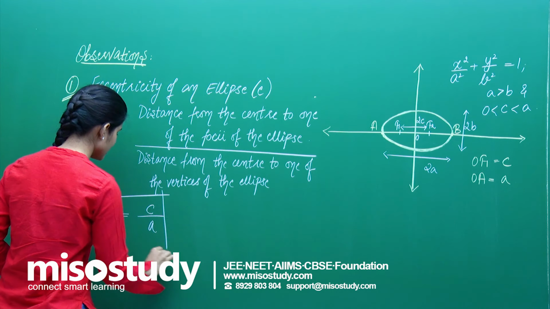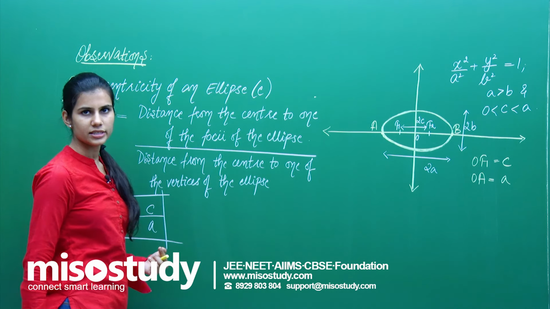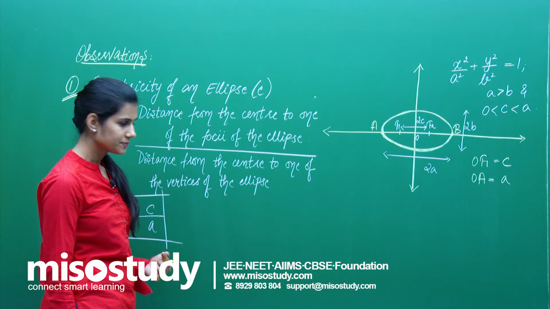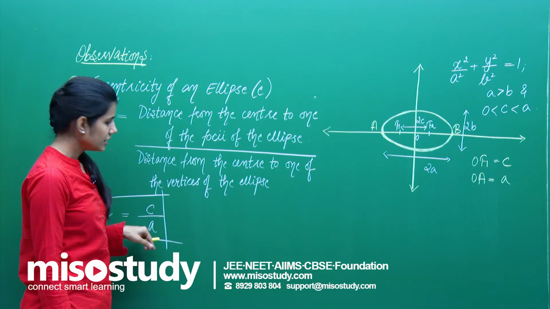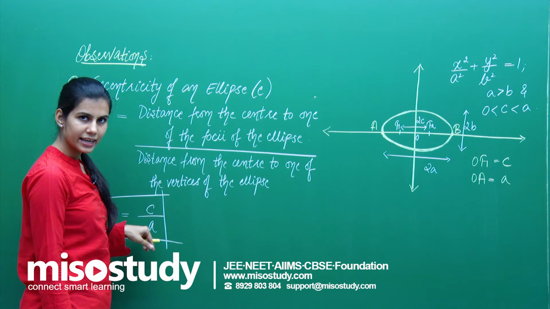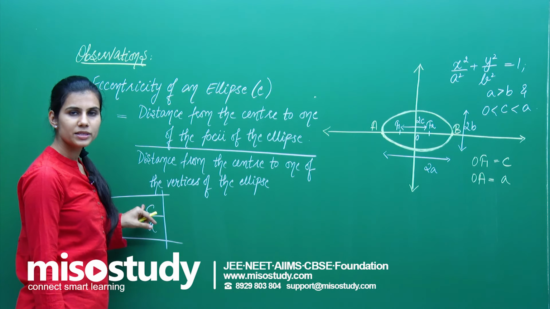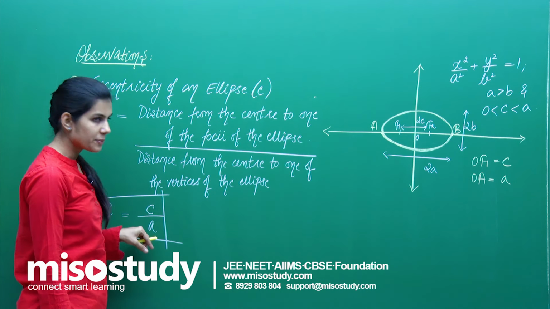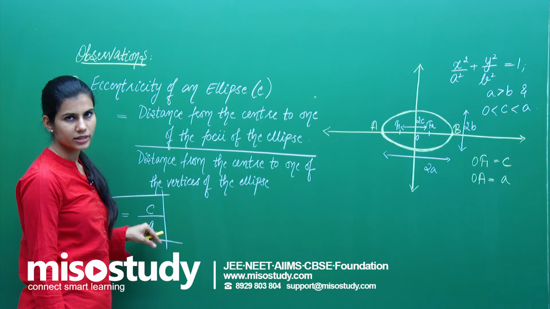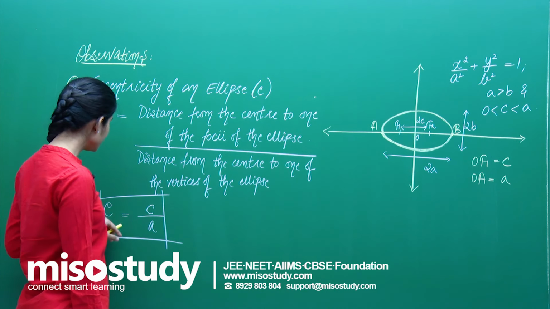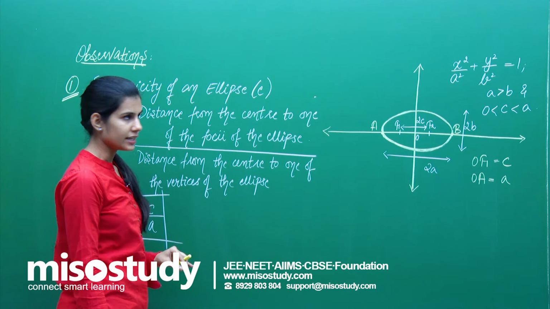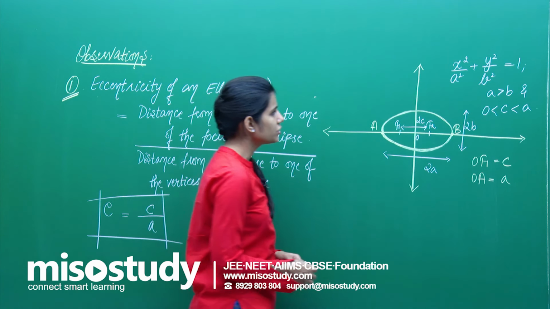I have this as the eccentricity of the ellipse. Is it understood? E is equal to C by A, where C is the distance from the center to one of the foci, and A is the distance from the center to one of the vertices of that ellipse. So remember this, E is equal to C by A. This is the very first thing that I wanted to discuss with you.